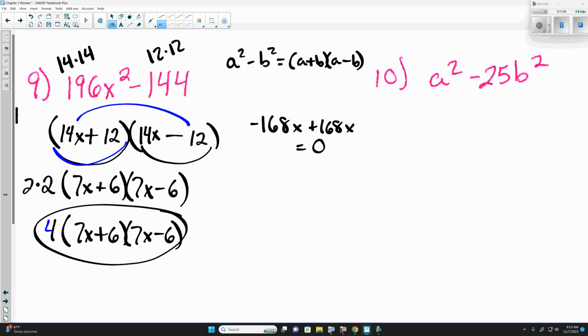Well, if we look at the next one, it is a difference of perfect squares, because what times itself is a squared? A and A, yes? What times itself is 25b squared? Yes? Because we'd have 5 and 5, and we'd also have b and b. So it'd be a plus 5b times a minus 5b, difference of perfect squares. Questions on this here? So that's how you do that one? Yeah, because it's a less stepped out version than the last one, but it is the same thing.